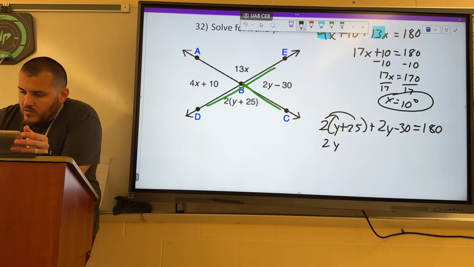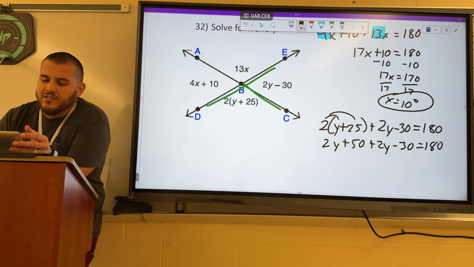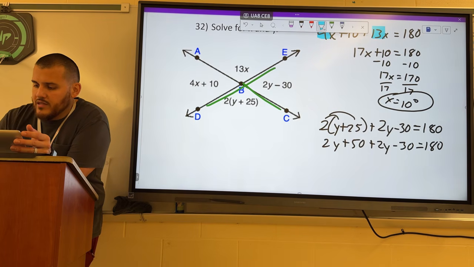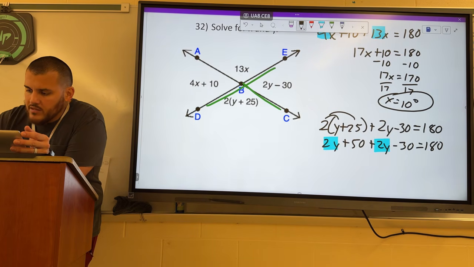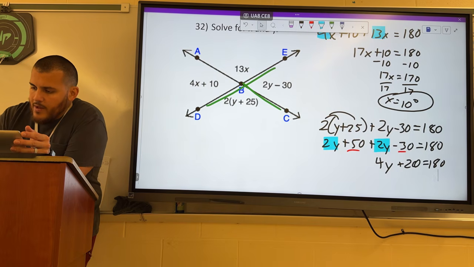2 times y is 2y, 2 times 25 is positive 50, plus the 2y minus 30 equals 180. After taking care of parentheses, we can combine like terms. 2y plus 2y is 4y. Okay, 50 minus 30 is plus 20. Now we can continue with our algebra to get y by itself.